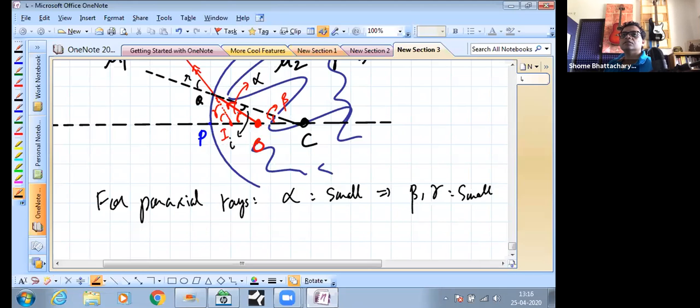So this angle here, this one is alpha. If this is small, this point Q is very close to P. So all the angles involved become very small. Not only alpha is small, but all these angles also become small.